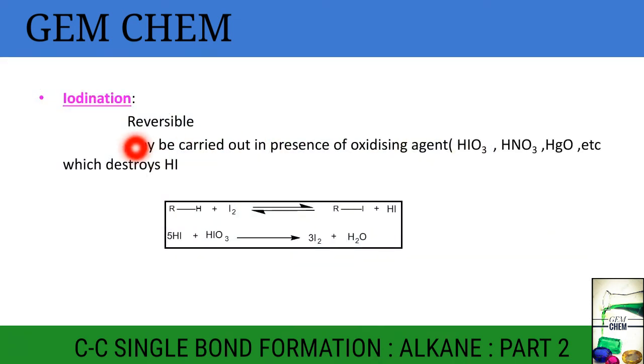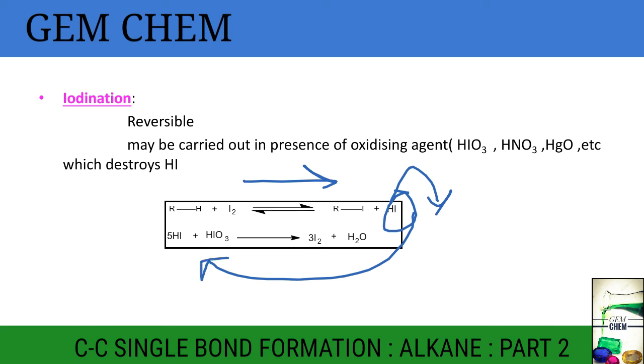Now see, iodination basically is a reversible process in these cases and is carried out in the presence of HIO3, HNO3 and HgO, because these oxidizing agents destroy this HI, which causes the reversibility. So by Le Chatelier's principle, if this HI is being removed, the reaction will move towards the right hand side for more and more production of RI. So HI is removed by this oxidation method, that is, 5 HI plus HIO3 produces 3 I2 plus water.